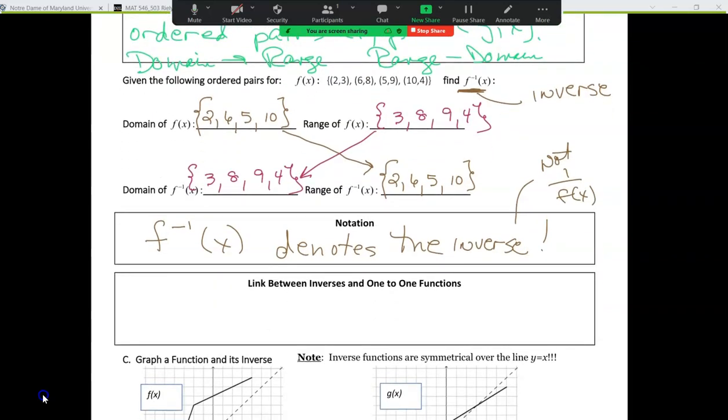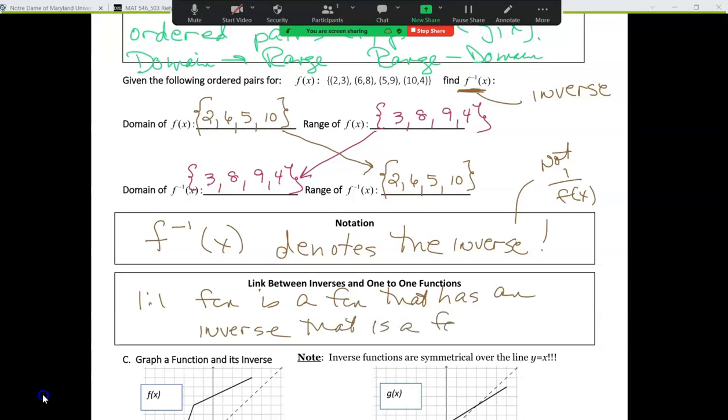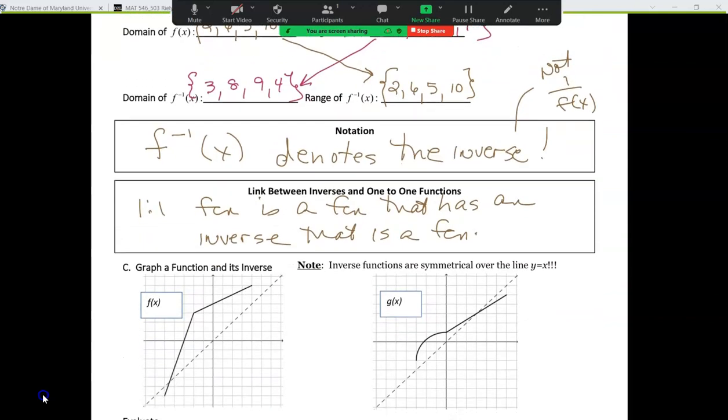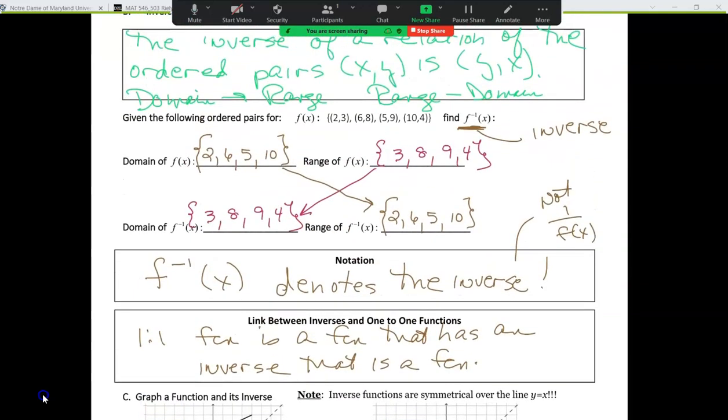So what's the link between inverses and 1-to-1 functions? A 1-to-1 function is a function that has an inverse that is also a function.